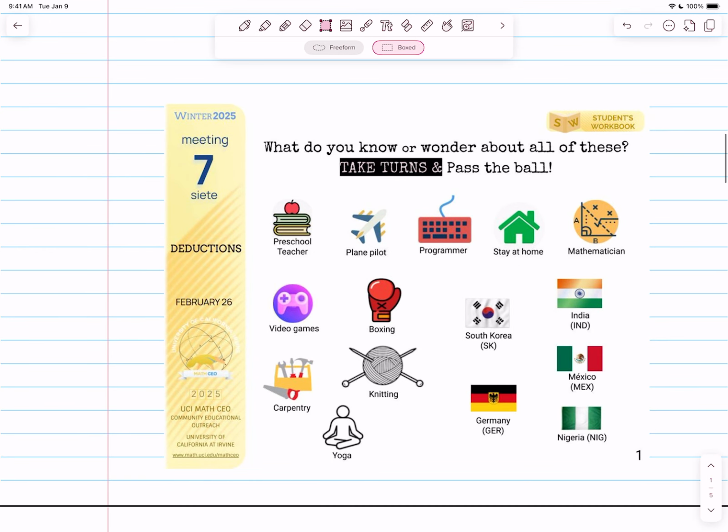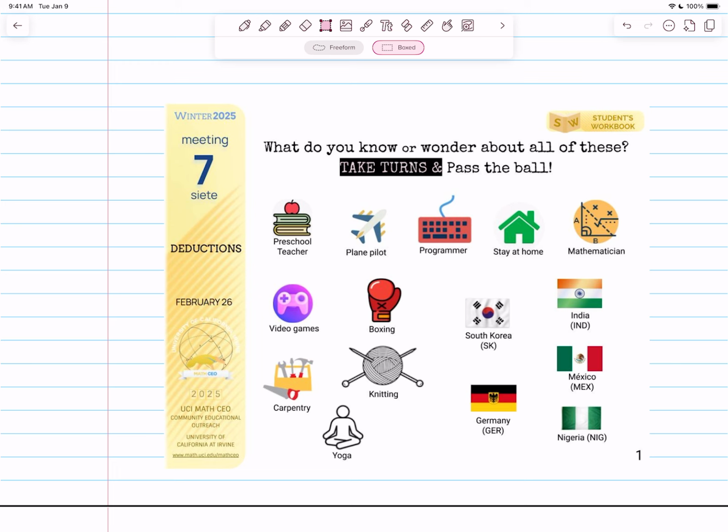So here's the basic setup. You're going to start talking about these set of objects. Some of these are occupations like plane pilot or programmer. Some of these are countries like South Korea or Mexico. And some of these are hobbies like boxing, knitting, video games, and so on and so forth.